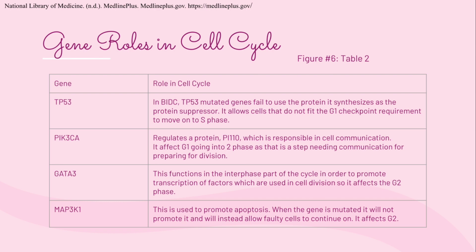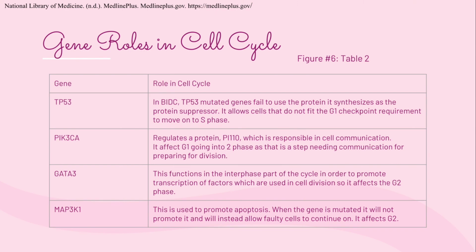For TP53, in this specific form of cancer, it's responsible for initiating apoptosis if the cell does not pass the G1 checkpoint requirements, so it can't move on to the S phase and continue with the rest of the cell cycle that allows for cell division. If mutated, it won't be able to do that anymore, and faulty cells can move on.